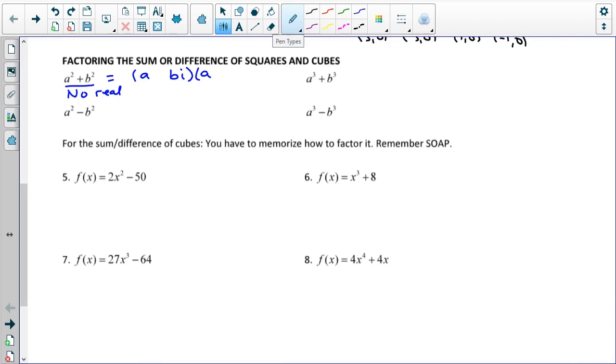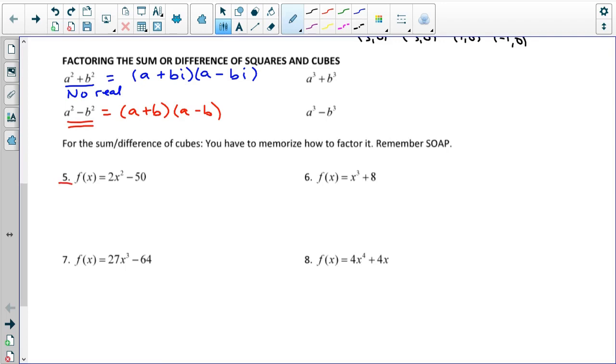Sorry, I was getting ahead of myself. A plus bi, a minus bi, and that would end up giving us the sum of two squares if I really wanted it that way. A squared minus b squared, that's a plus b, a minus b. That's something that I just have to memorize. I need to know how to factor that. So we'll get to a problem like that in problem 5.